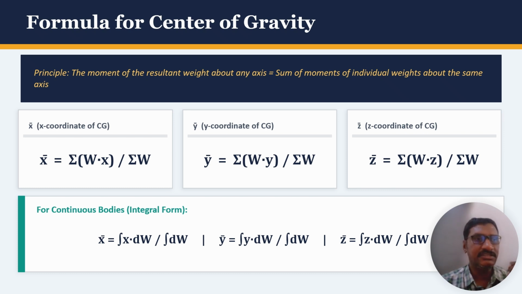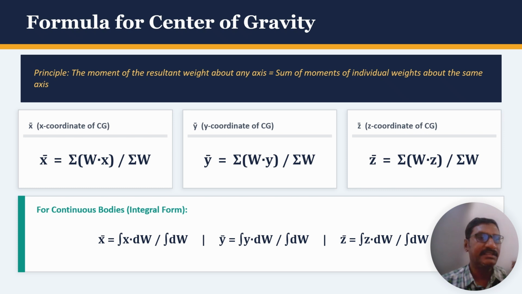Since rho, T and G are constant for the homogeneous plate, they cancel out from numerator and denominator, and the formula simplifies to x bar equals sigma Ai into xi divided by sigma Ai. Y bar equals sigma Ai into yi divided by sigma Ai. So this is the centroid formula for areas, and that is what we will see in almost all 2D problems.